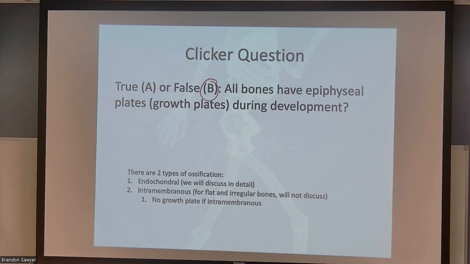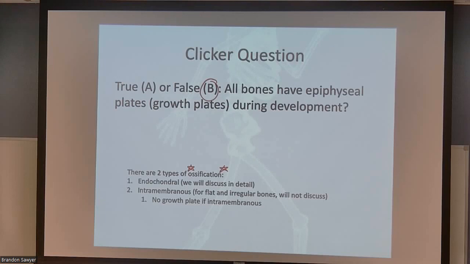There's two types of methods of the way that bones develop. Okay, and the bone development is called ossification. So there's two types. There's one called endochondral, which just means within cartilage, right? Chondro, endo, within cartilage. That's the one we're going to dive into some details on in a sec.